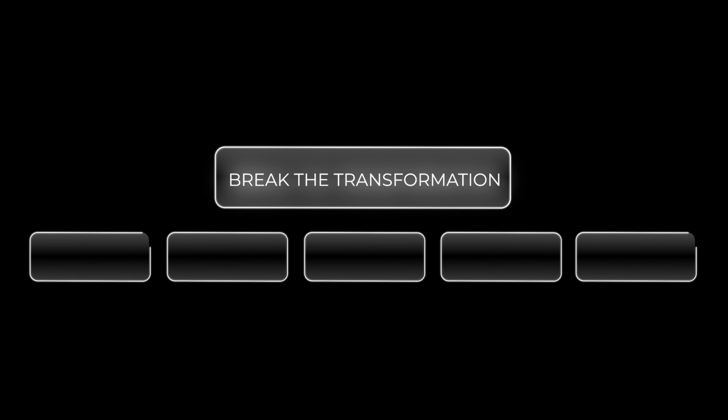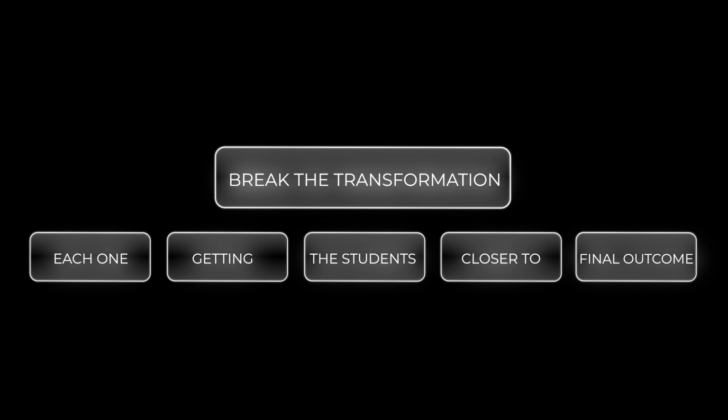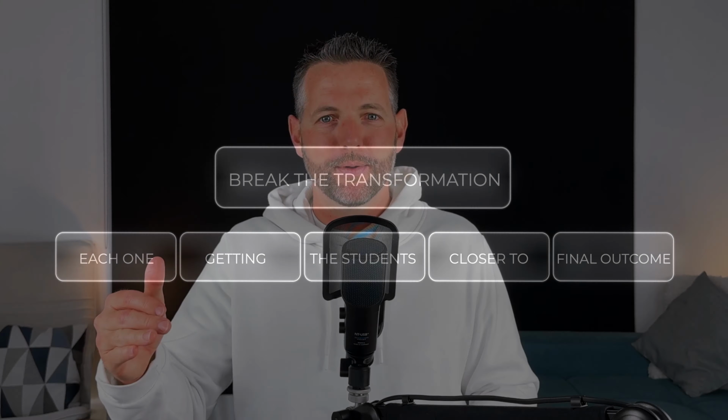So instead, what you have to do is break the transformation into 3 to 5 clear phases, each one getting the student closer to their final outcome. So let's go back to the indoor gardening course as an example. You might break it into phase 1, mindset prep. So you set expectations, bust myths, help students believe that they can do this.